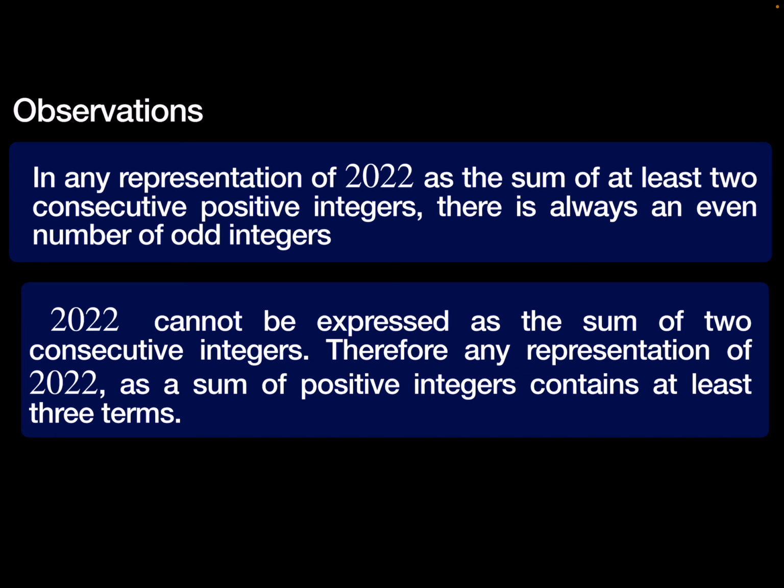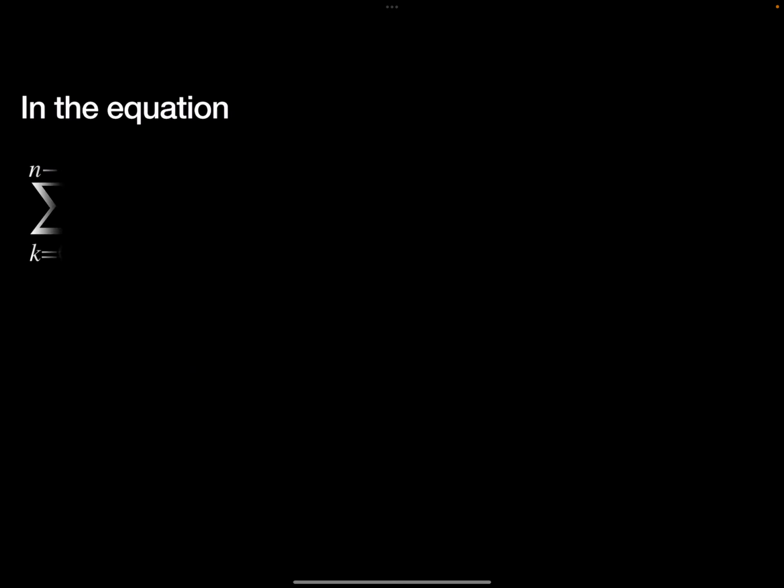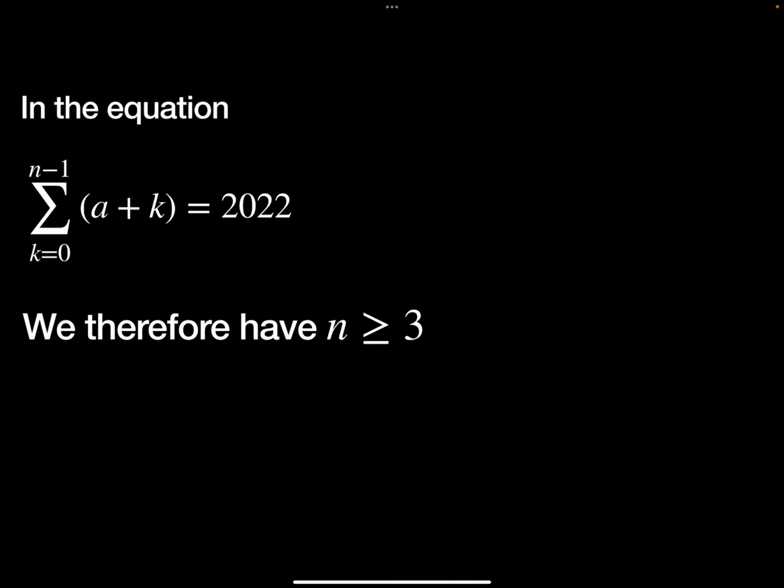So consequently, we can say that whenever we have a representation of 2022 as a sum of consecutive positive integers, that sum contains at least 3 terms. Okay, so in terms of the notation we adopted at the beginning, this means that n is always greater than or equal to 3. So this is going to be useful later on. Now let's go back to the equation.